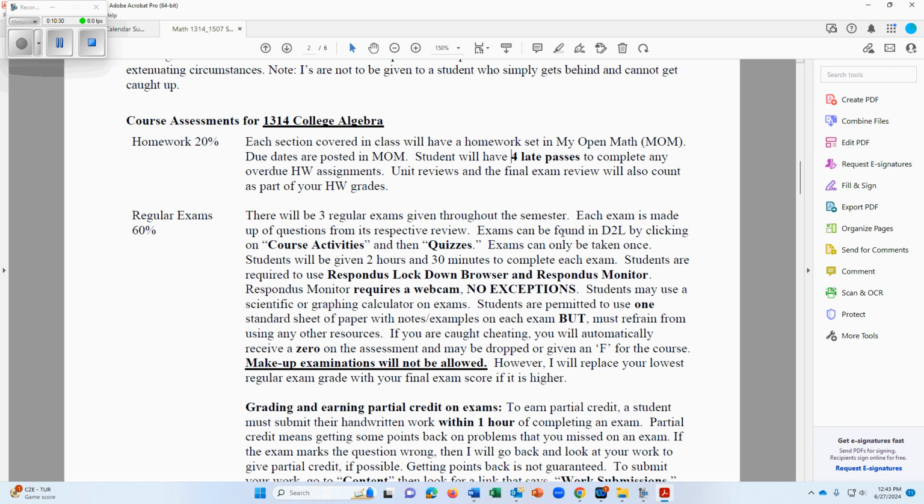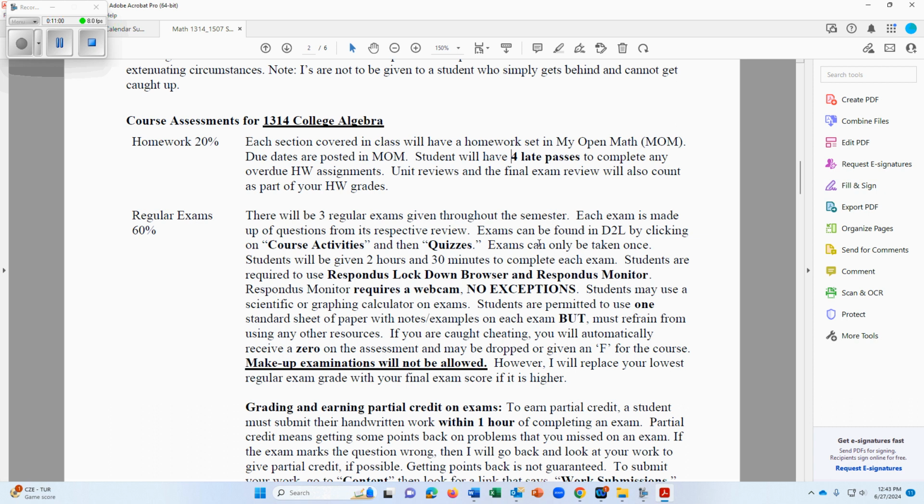Okay, here's the part that's going to be kind of interesting, and I'll go over this with you in D2L in a moment. But this was what I was kind of alluding to with the orientation quiz, because your exams will be taken in MyOpenMath, just like your homework, but the way you access it, you're going to have to do it through D2L. So exams can be found in D2L by clicking on course activities and then quizzes. Exams can only be taken once.